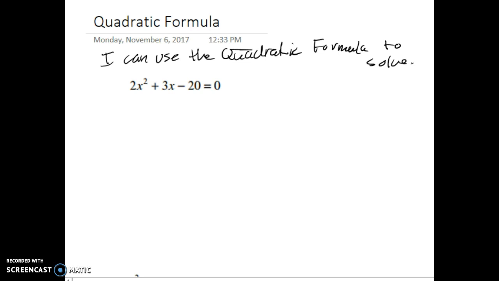Now, this right here, 2x squared plus 3x minus 20, we can actually factor, separate and solve, or what I like to teach is tic-tac-toe. However, we want to get good practice, because when we get to using the quadratic formula, we're going to use it on some pretty difficult things.